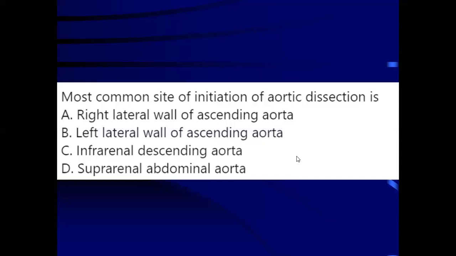Let us take maybe one more MCQ, which is very crucial to know. Where is the most common site of initiation of dissection? Is it the right lateral wall of the ascending aorta near the origin of the right coronary artery, or the left lateral wall of the ascending aorta, or the infrarenal descending aorta, or the suprarenal abdominal aorta? The correct answer is the right lateral wall of the ascending aorta near the origin of the right coronary artery.